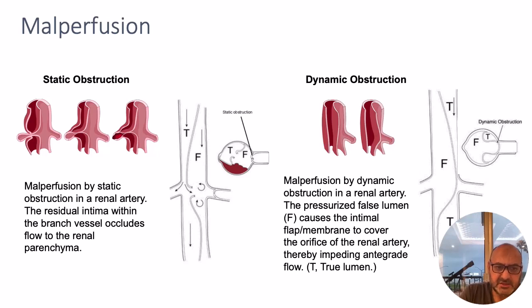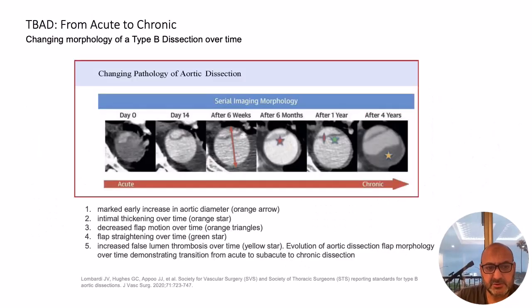The dynamic obstruction most of the time just gets resolved by virtue of treating the proximal entry tear with stenting, which will depressurize the false lumen. Most of them result okay. They resolve. The static obstruction is sometimes required, most of the time required, that we stent that or do surgical bypass or whatever is necessary.